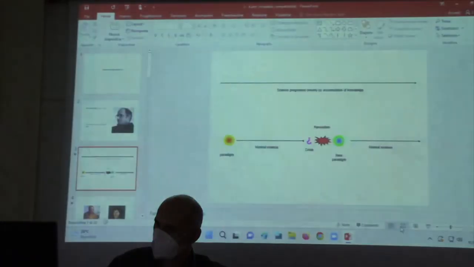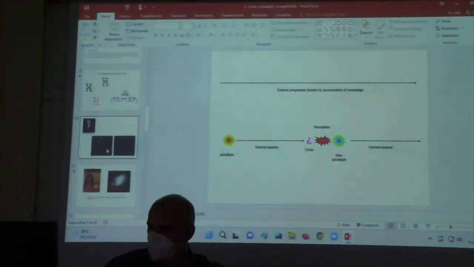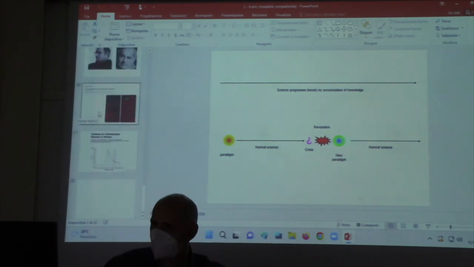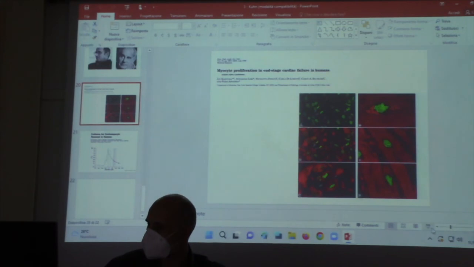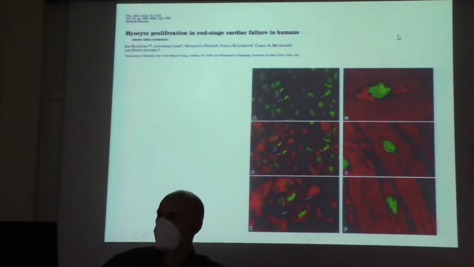So, going back to where we were. I'd like to go back to the example I provided last time concerning the limited, but clearly existent ability of cardiomyocytes to divide. Let's look at it with Kuhn science. Kuhn would say, for 50 years or so, people have believed and adhered to the paradigm that cardiomyocytes are post-mitotic. They have lost the ability to proliferate and divide.